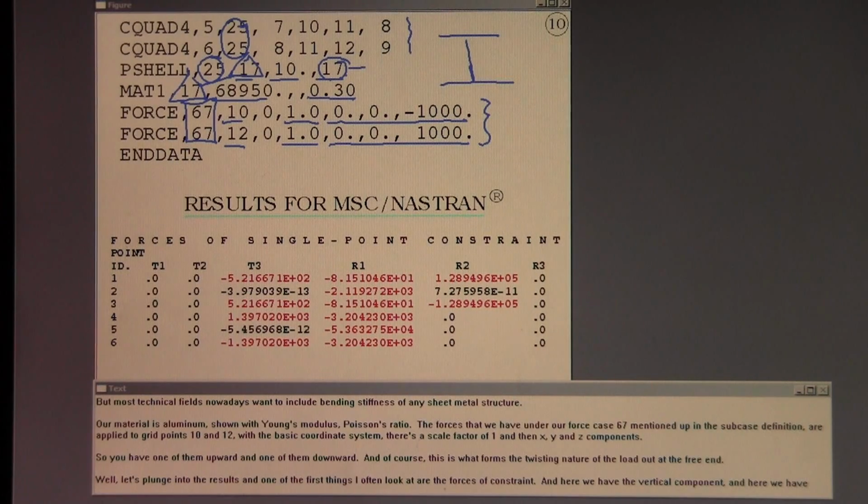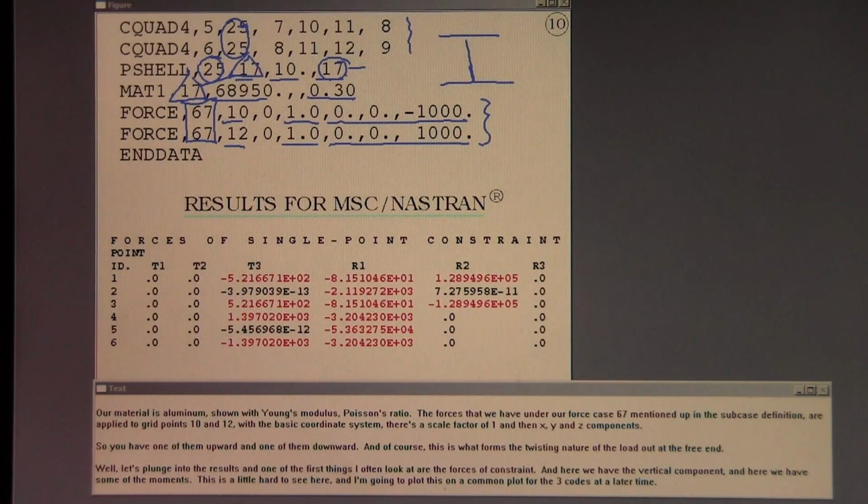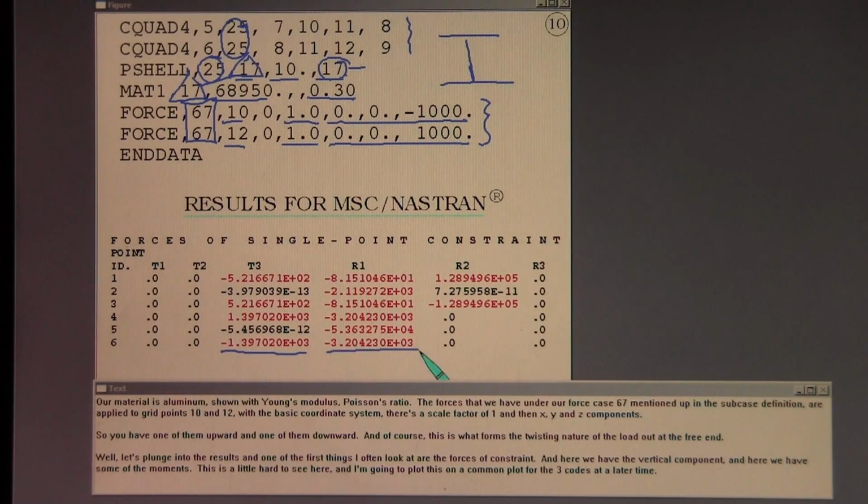Well, let's plunge into the results. One of the first things I often look at are the forces of constraint. And here we have the vertical component, and here we have some of the moments. This is a little hard to see here, and I'm going to plot this on a common plot for the 3 codes at a later time.